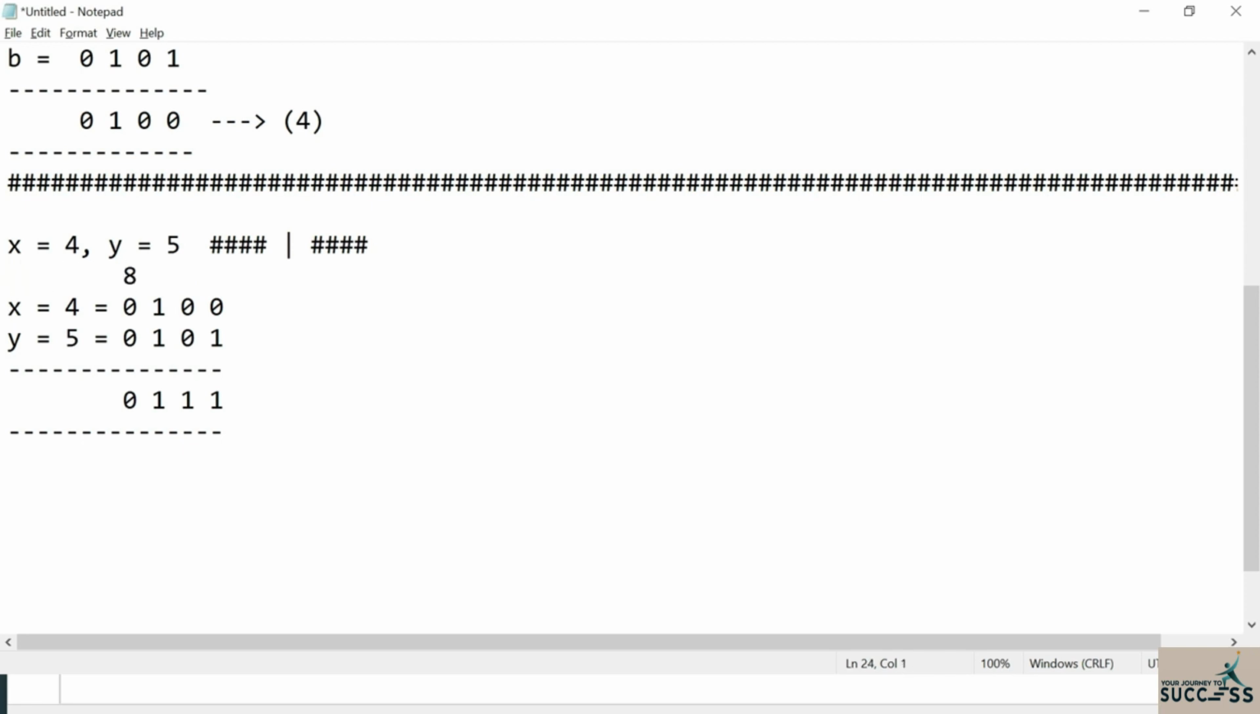So this is 8, this is 4, this is 2 and this is 1. So in this case my output should be 7. So 4 plus 2 plus 1. Wherever ones are there, we need to add them. So 4 plus 2 plus 1 is 7. In this way we can apply the bitwise OR operator between two variables. I hope all of you understand how to apply the bitwise OR operator.